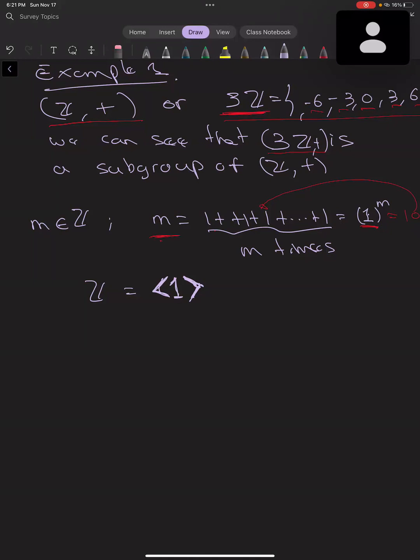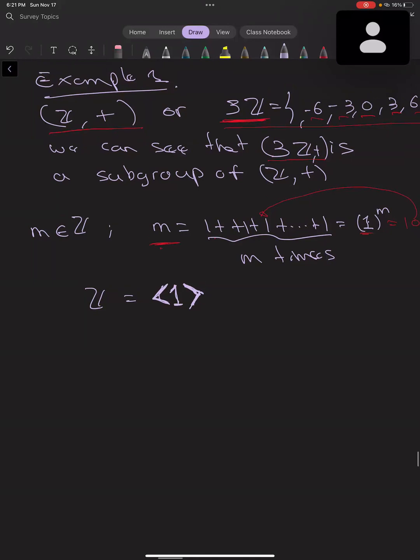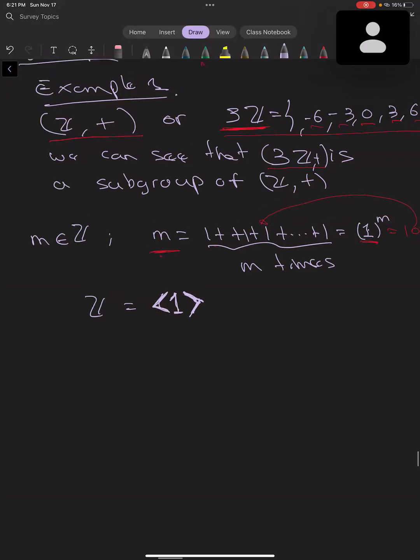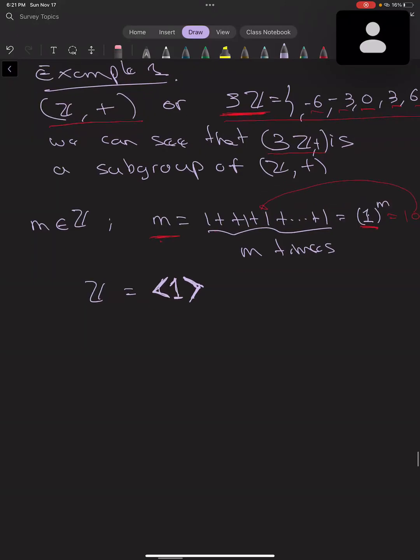So I could also do this, the set generating all the multiples of 3. So this is like this. In other words, this is the smallest group containing that number 3. So that's what we're gonna work on today.